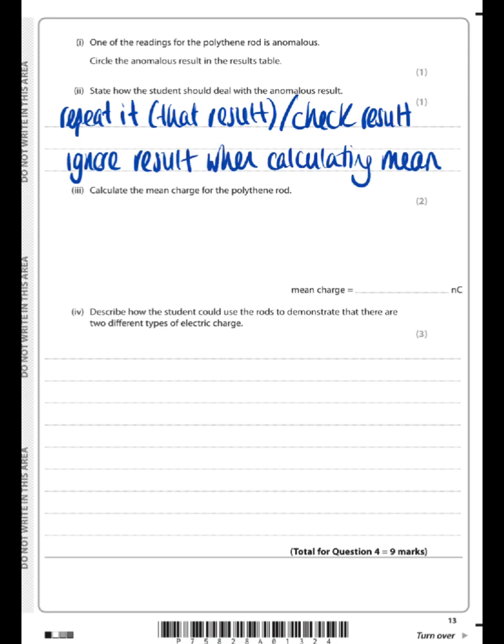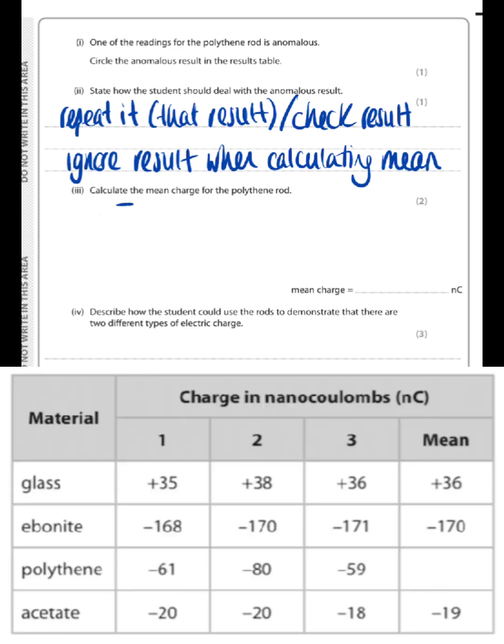Now we're asked to calculate a mean, and as we've just seen, we are meant to disregard our anomalous result when we do that. So in order to calculate our mean, we should just be adding together the 59 and the 61, dividing them by 2, and that will give us a charge of minus 89.5. That will score you 2 marks. If you don't disregard the anomalous result and you use the 80 in there as well, that would give you an answer of minus 67, and that will score you 1 mark.